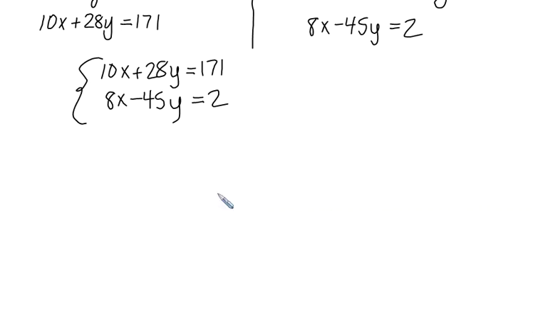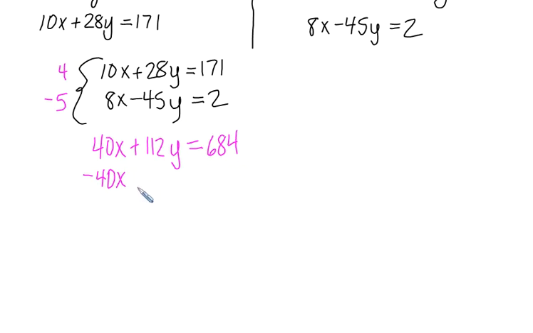So now, as we go to solve this, we can multiply the top equation by 4, which gives us 40x, and we can multiply the bottom equation by negative 5, which would also build a 40. Now be careful, everything in that first equation gets multiplied by 4. 4 times 10 is 40. 4 times 28 will be plus 112y. And 4 times 171 is 684. On the second equation, we would have negative 40x, and then a negative 5 times a negative 45 would be plus 225y is equal to a negative 10.